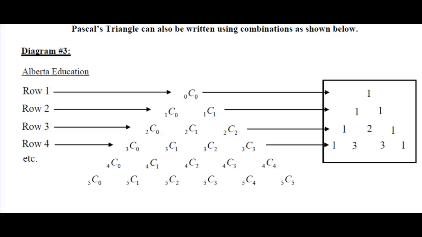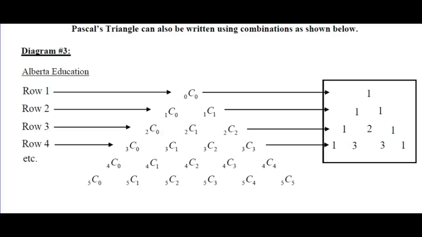You don't take anything. Row 2 is 1 choose 0. Only one way to choose no items. Just don't choose. And 1 choose 1. Again, only one way, right? That's a 1, 1, 1. We know this has to be 1, 2, 1. There's only one way to choose none or all of the objects, right?